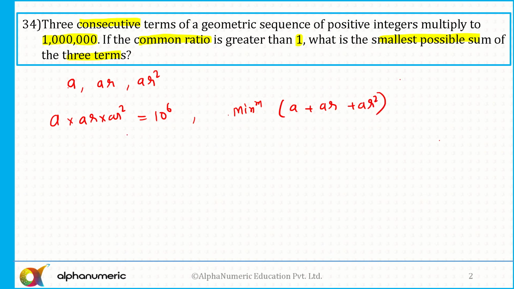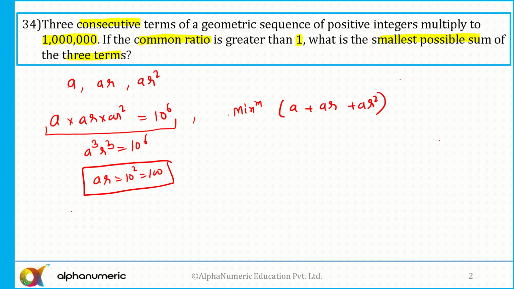And we know one thing, that whenever the product of three numbers is constant, then the sum is minimum when all the three terms are equal. Alright? But what will happen if I take all the three terms equal? If I solve this, I can say that this is A cube into R cube, which is equal to 10 raised to the power 6. So AR is equal to 10 squared, which is 100. And this is the middle term.